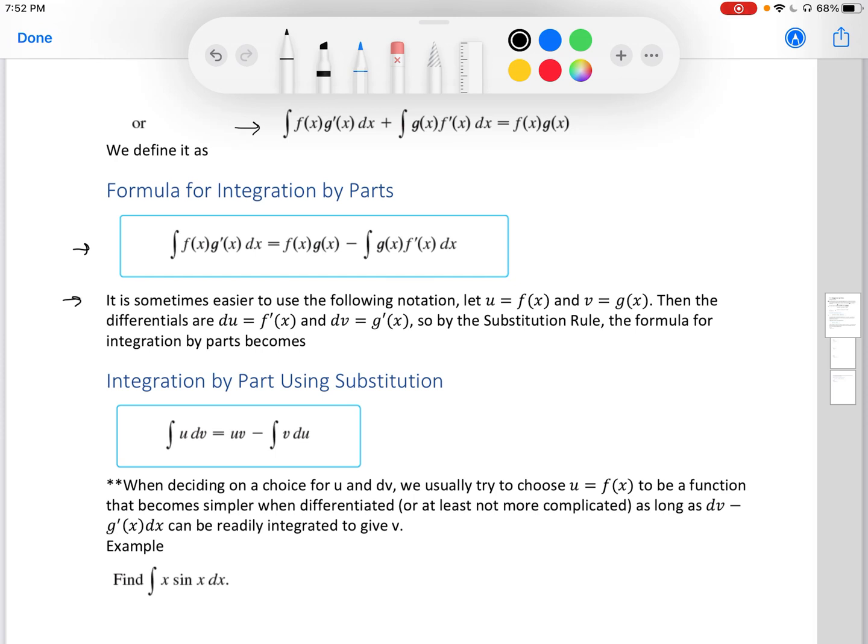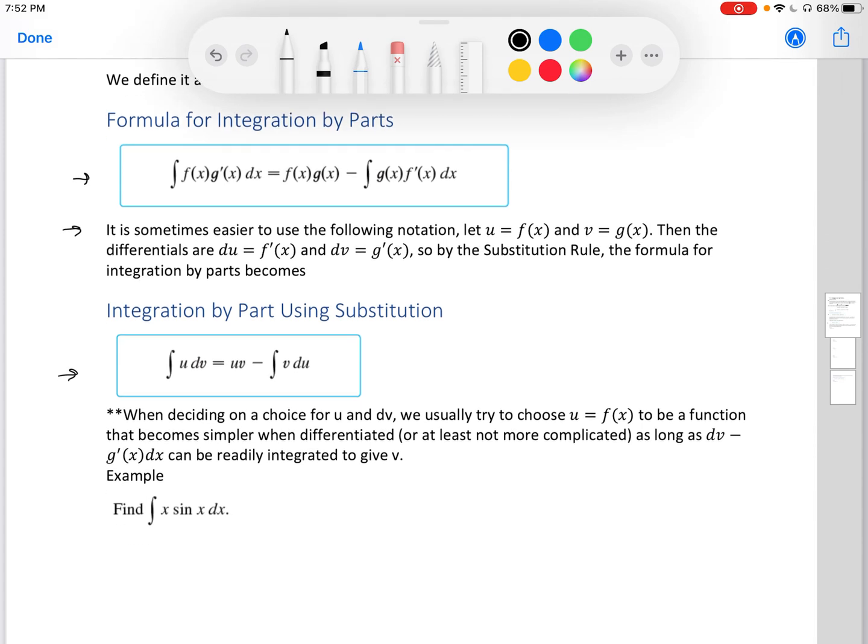It is sometimes easier to use the following notation. Let u equal f of x and v equal g of x. Then the differentials are du equals f prime of x dx and dv equals g prime of x dx. So by the substitution rule, the formula for integration by parts becomes the integral of u dv is equal to u times v minus the integral of v du.